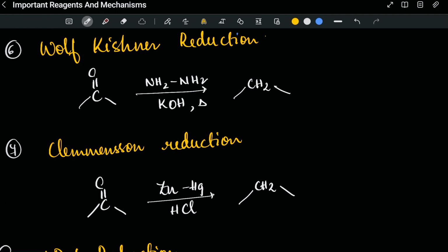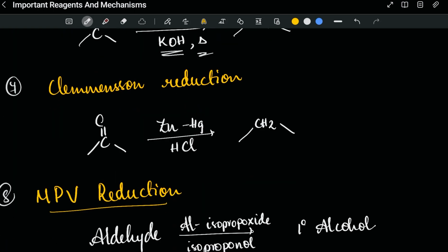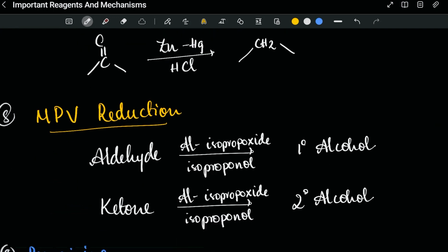Wolff-Kishner reduction involves hydrazine, N2H4, in the presence of KOH and heat. Here the mechanism is not important. Just remove the C=O group and replace it with a CH2 group. That is called Wolff-Kishner reduction. In Clemmensen reduction the same thing takes place, but we use zinc amalgam, Zn-Hg, in the presence of concentrated HCl. This is Clemmensen reduction.